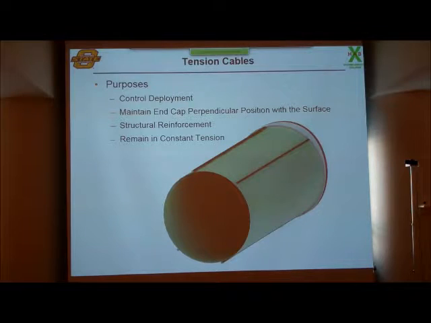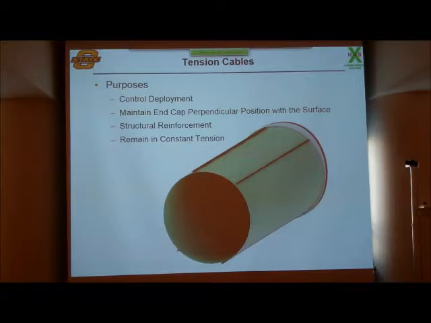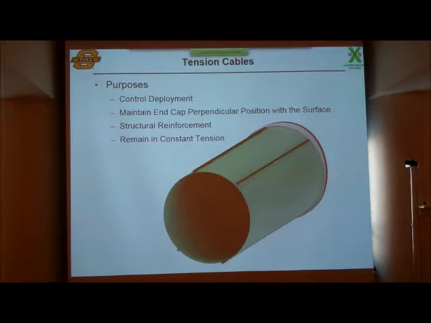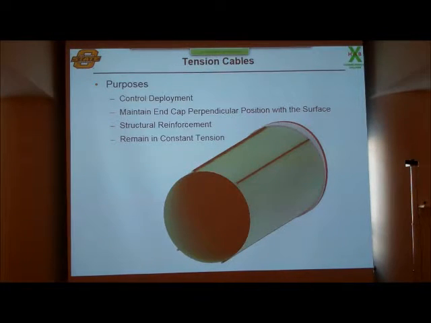Okay, so the purpose of the tension cables is to control the green wing deployment. They're going to be in constant tension, and they will help the end caps maintain a perpendicular position with the surface of Mars through deployment. The cables will also provide structural reinforcement against winds and the outward pressure force coming from the wing, and will also provide support.